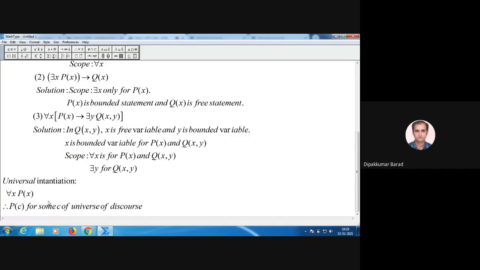So here P is a function, and x is your variable, and x comes from the universe of discourse. So for all x, P of x, therefore P of c for some c of the universe of discourse. Okay, so which is true for some c in particular. So we call it universal instantiation.